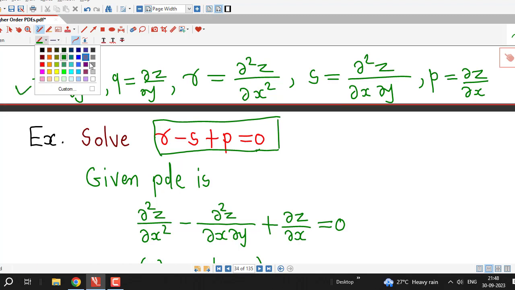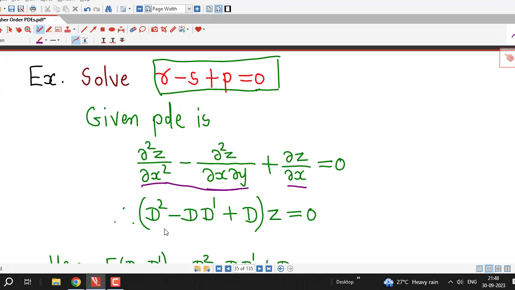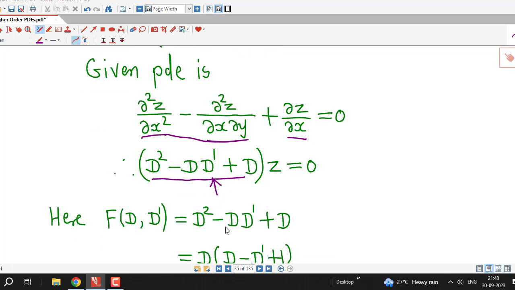Here we have r, that is del square z by del x square, minus s, that is del square z by del x del y, plus del z by del x equal to 0. And this we can write in symbolic form as d square minus d d dash plus d z equal to 0, that I have written here. And this is our operator capital F, and it is also non-homogeneous. The degree of this term is 1 and the degree of these two terms is 2. That means the degree of each term is not the same. That is, this function of d and d dash is non-homogeneous.